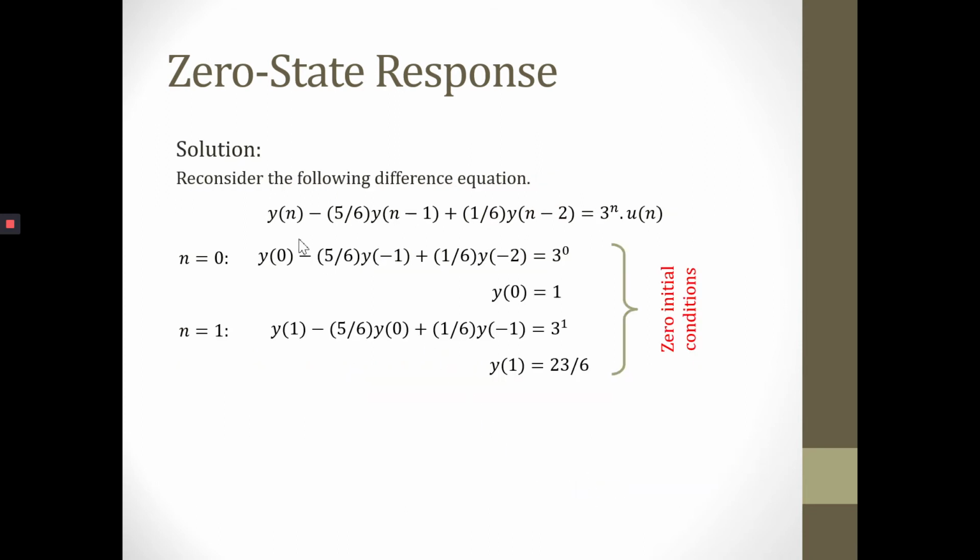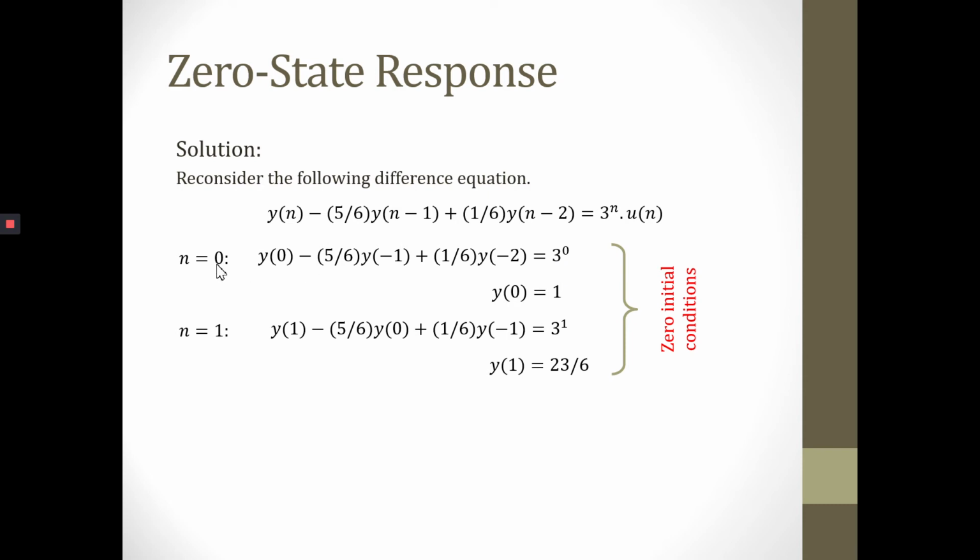So we reconsider the difference equation given in the question. Now we want to generate the auxiliary conditions for n equal to 0 and n equal to 1, so we plug in these values of n into this equation. For this initial condition, we set it equal to 0 for the zero state response. The initial conditions for the zero state response are 0, but it depends only on the input signal.